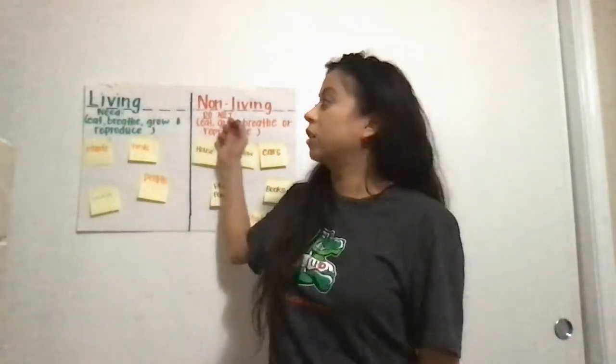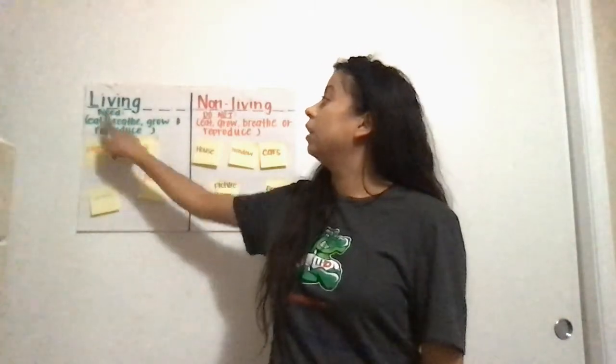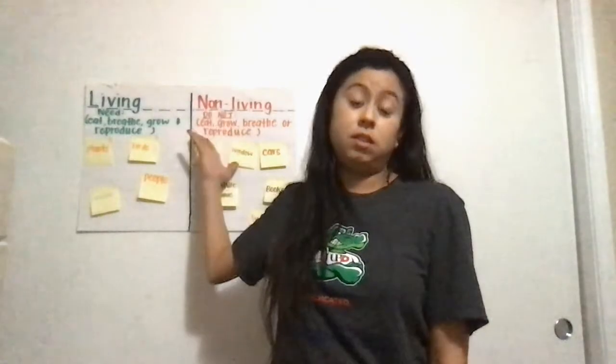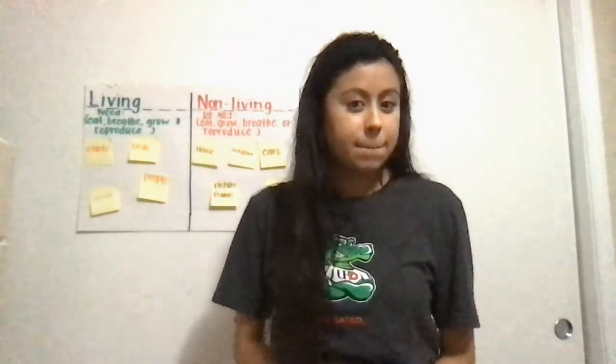So you know those characteristics. Living things need to eat, breathe, grow, or reproduce, and non-living things do not need to eat, grow, reproduce, or breathe. You're going to classify those with your partner, and then we're going to see and make sure if you got them correct or not. All right, good luck.